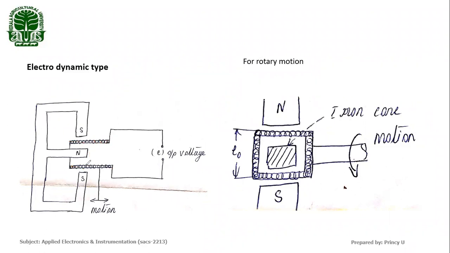So a coil wound on a hollow cylinder of non-magnetic material. The cylinder is a non-magnetic material and it moves in the annular space of a fixed magnet. Here it is a fixed magnet having north and south pole. So it produces a magnetic field here. So a non-magnetic hollow cylinder wound by a coil moves in this annular space of the magnet. So what happens?